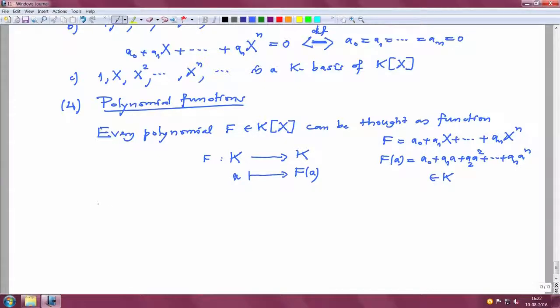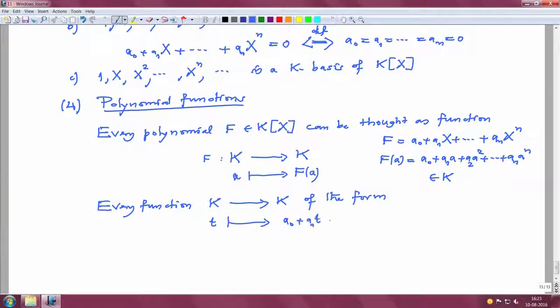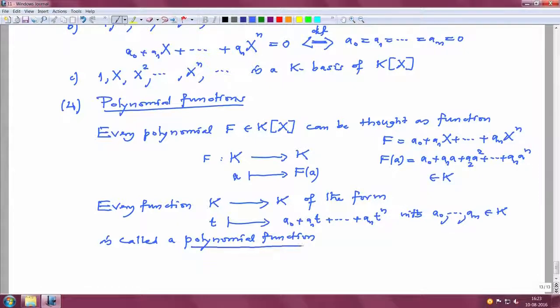So, every function from K to K of the form, let me use t because t is varying in K, t goes to a0 plus a1 t plus ... plus an t power n, with a0 to an in K, such a function is called a polynomial function. And note that this is an element in K power K in our notation.